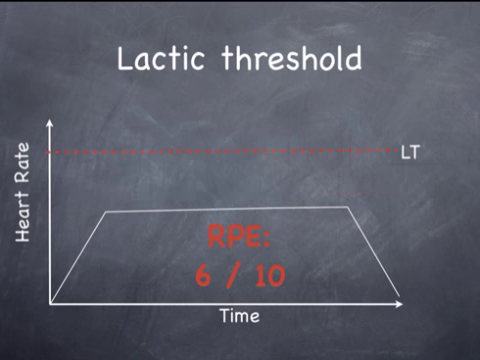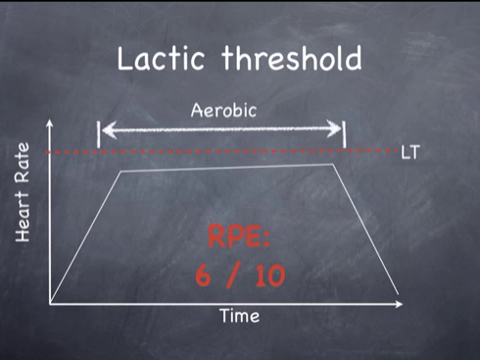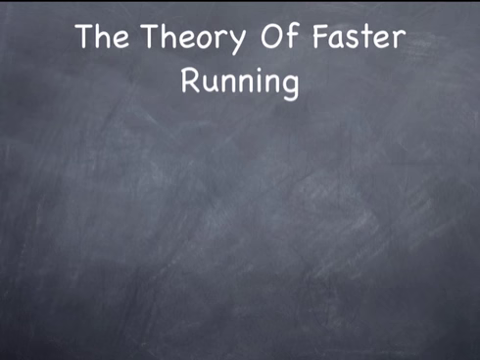Now what happens is we've increased that lactic threshold. That allows us to increase the aerobic curve. So we're still working aerobically at about 6.5 out of 10, but we're holding a higher heart rate and consequently running faster. So let's take a summary there of the theory of faster running.